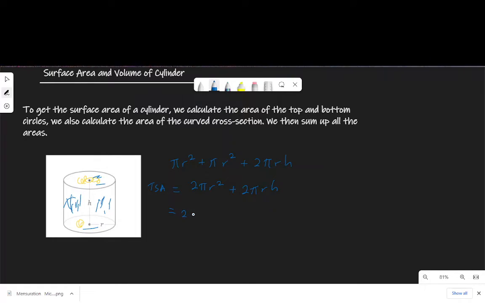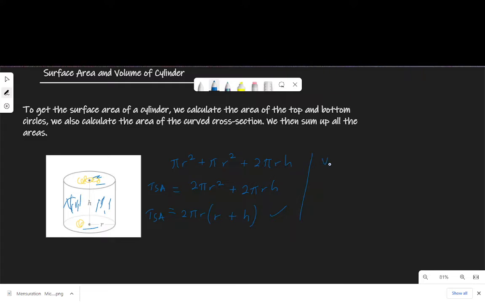So I'm going to bring it out. I have 2 pi r bracket, then I have r square here. So when I bring out 2 pi r, I will be left with 1 r. Then here I will be left with h. So total surface area of a cylinder is 2 pi r multiplied by r plus h. This is the total surface area of a cylinder.